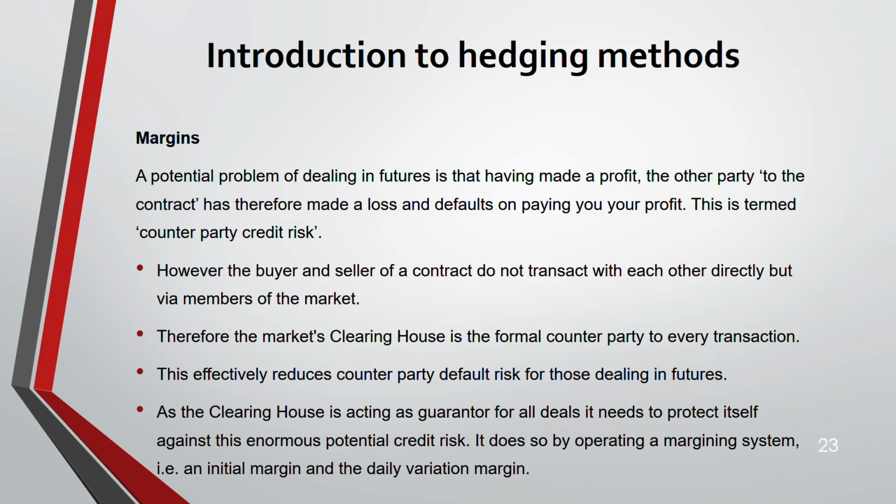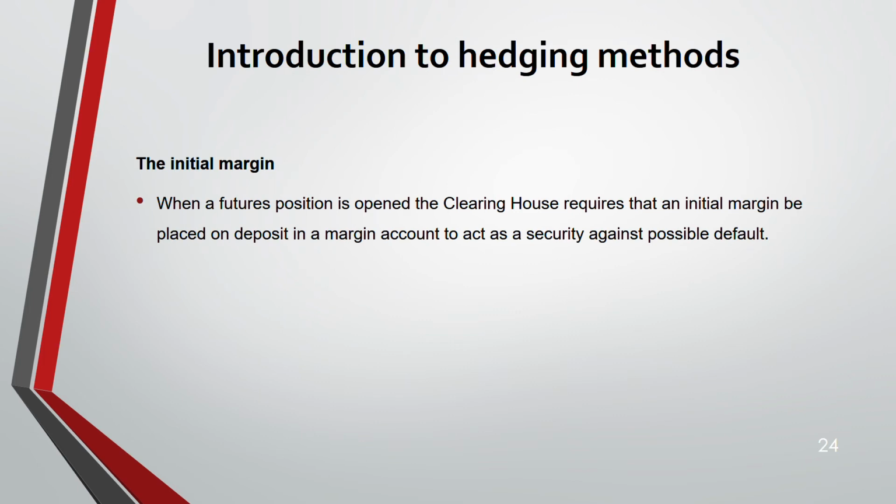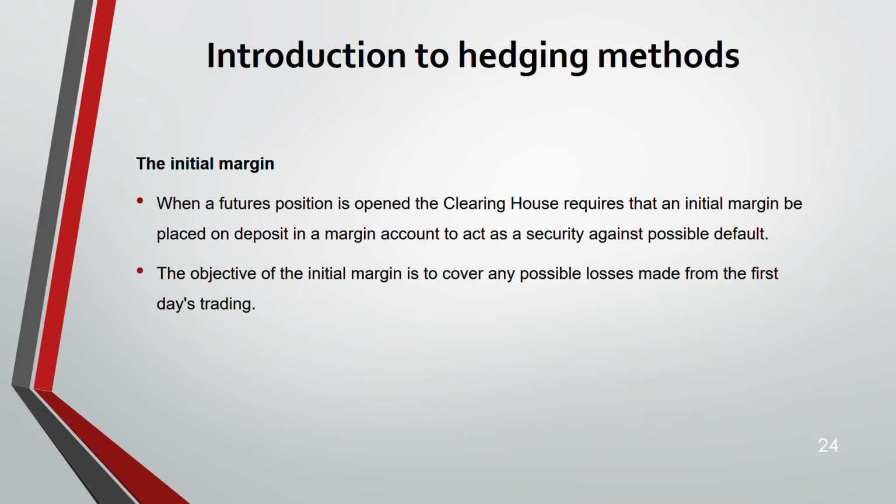Initial margin means when first time you open a position in future, you are giving that amount. It's your initial margin. Let's say $100, $1,000. And then after that, you have to keep on adding it there if you're making a loss. That is daily variation margin. Let's understand what is initial margin. Initial margin is like an initial deposit that you are giving to that account. It acts as a security against default. That is the only purpose of it. That makes your future more secure, right? Safe. The objective of initial margin is to cover any possible losses made for the first day's trading.